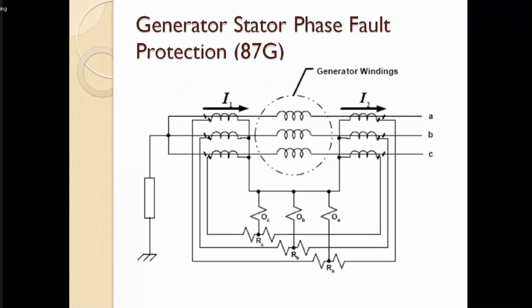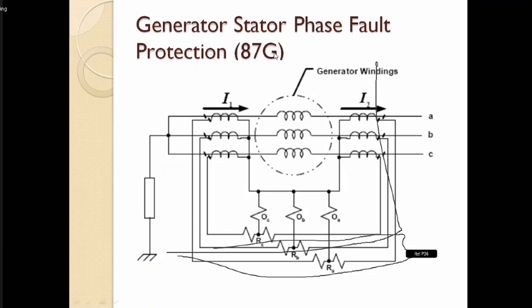So our topic today is the protection of our generator stator phase fault. I have told you that this is just a different relay for phase fault, and now our protection scheme is 57G.